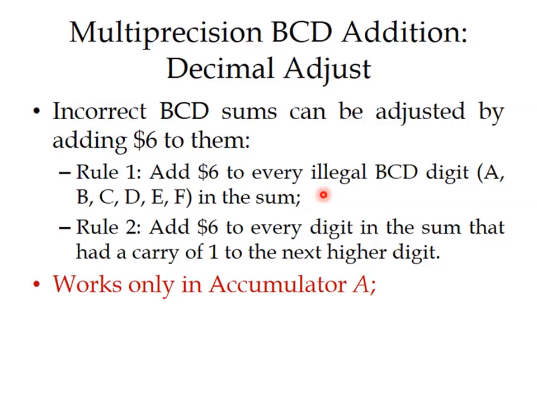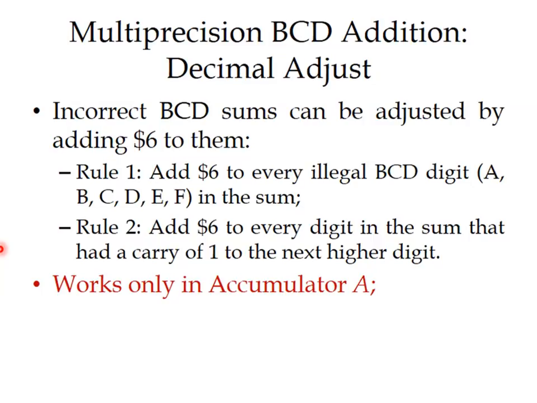Why are they illegal? Because these are hex digits which do not belong to BCD numbers, right? Because we don't have any A in decimal numbers. We don't have any B in decimal numbers. We don't have any F in decimal numbers. So anytime in any column, if you have any of these digits, you just add 6 to that column. That's rule number 1.